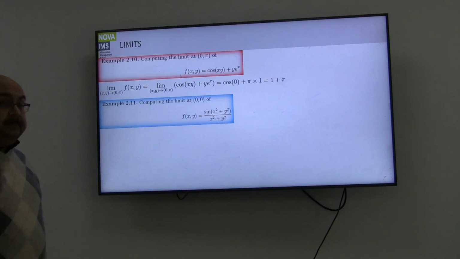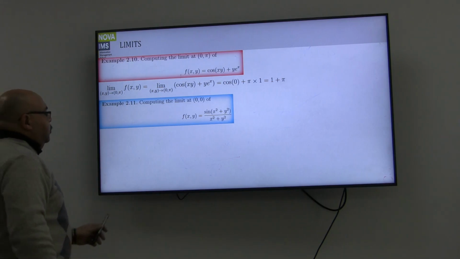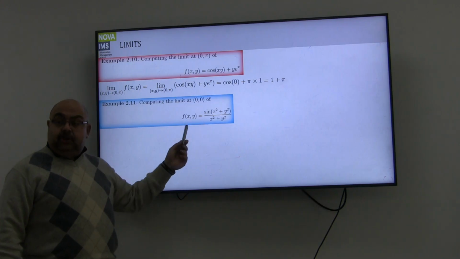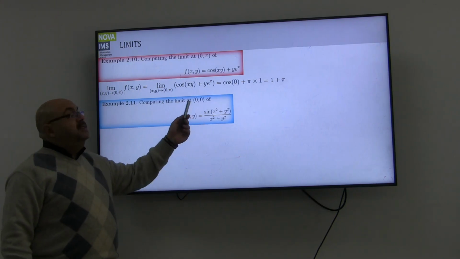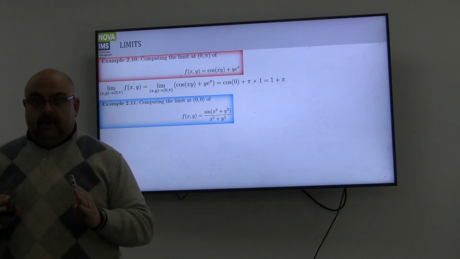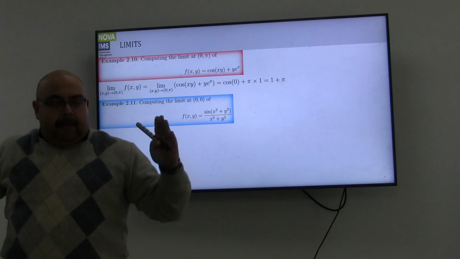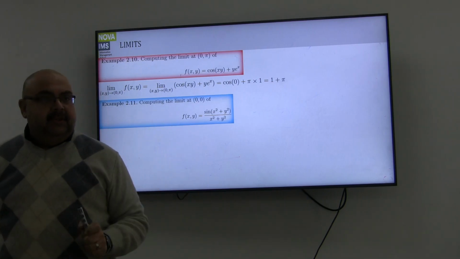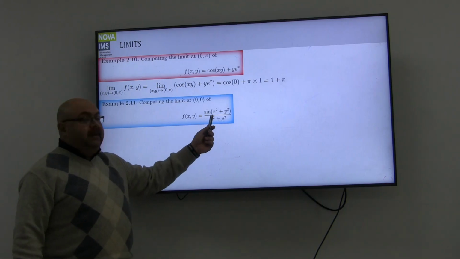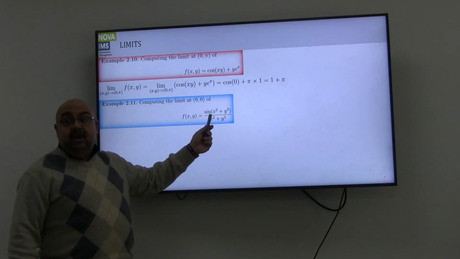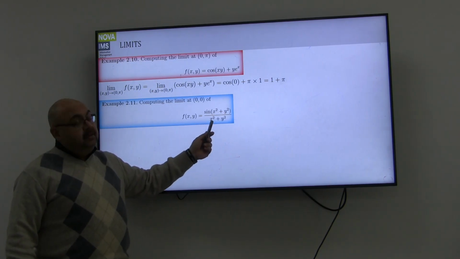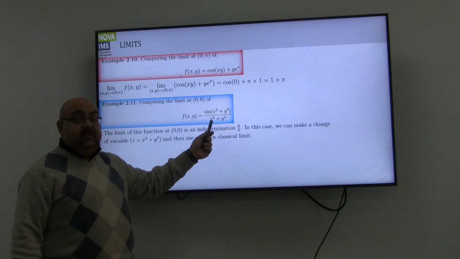But if you look at this function, I need to find the limit of this function when x and y tend to the origin, which means the point approaches 0 and 0. Let's substitute. If I make the substitution, replacing both x and y by zeros, you will end up having sine 0 over 0, and this is not defined, because it's going to be 0 over 0.